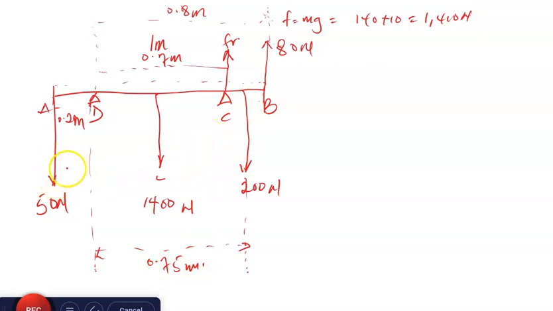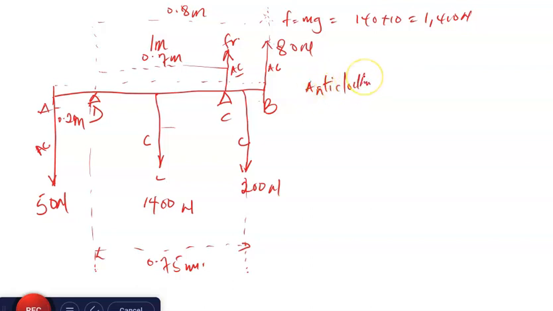Now A here, my force of 50 newtons around D will definitely produce an anticlockwise movement because it will make this point turn in the opposite direction to the hand of the clock. That's anticlockwise. Now my 1400 newtons, with respect to D, will make the whole body turn clockwise. So this is a clockwise moment. 200 with respect to D also will turn clockwise, while 80 will turn anticlockwise, and FR will also turn anticlockwise.